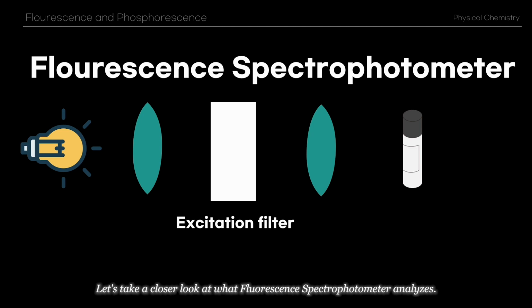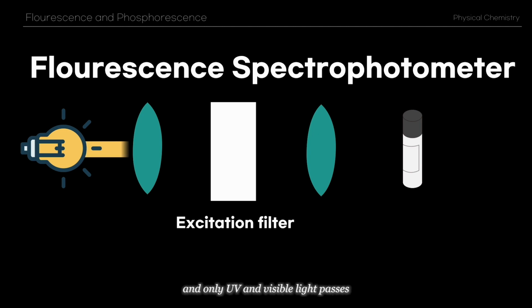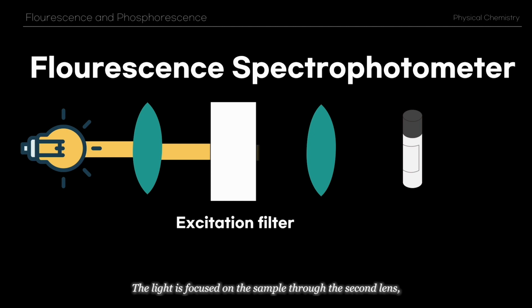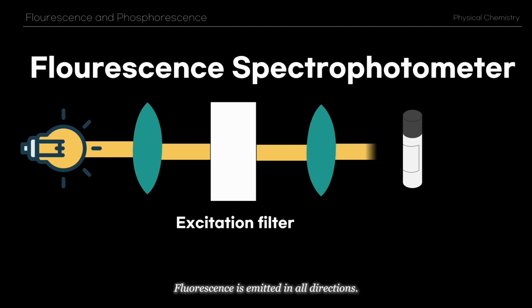Let's take a closer look at what a fluorescence spectrophotometer analyzes. First, light from the light source passes through the first lens, and only UV and visible light passes, and visible light is absorbed by the excitation filter and only UV passes. The light is focused on the sample through the second lens. Some of this light is absorbed, and some molecules are fluorescent. Fluorescence is emitted in all directions.